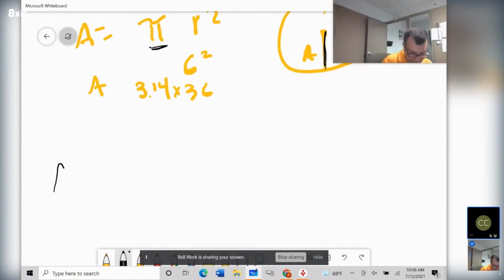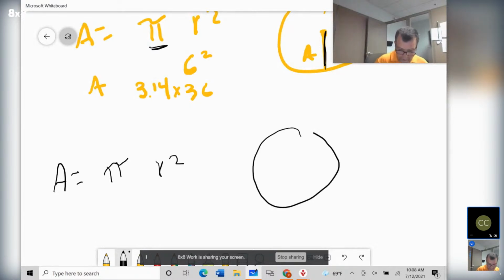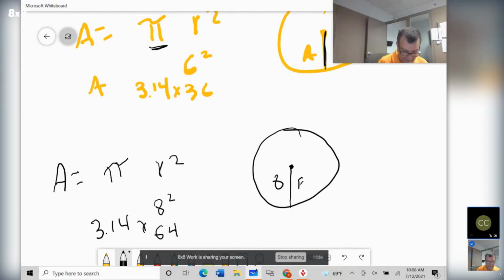So we'll do another one here. So remember, area equals pi, that number, times radius squared. So in this one, we'll say the radius is 8. So the radius F is 8. So the first thing we do, we square 8. So it's going to be 8 squared, and that just means 8 times 8, which is 64. And then you multiply the 3.14 times the 64.